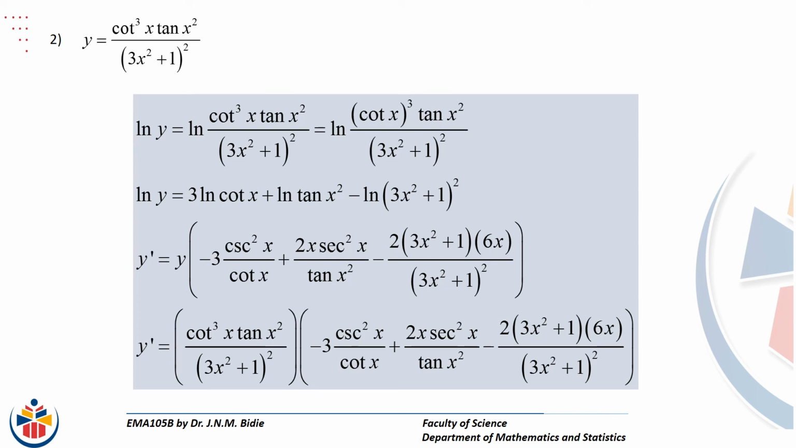Then, simplifying using the laws of logs, on the right hand side we get 3 ln cot x plus ln 10 x squared minus ln of the denominator, which is the same as minus 2 ln of 3x squared plus 1. And then from there, finding the derivatives.